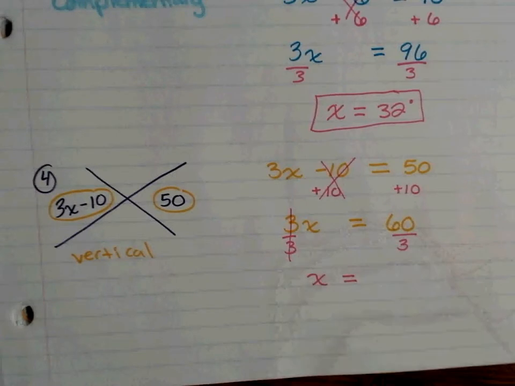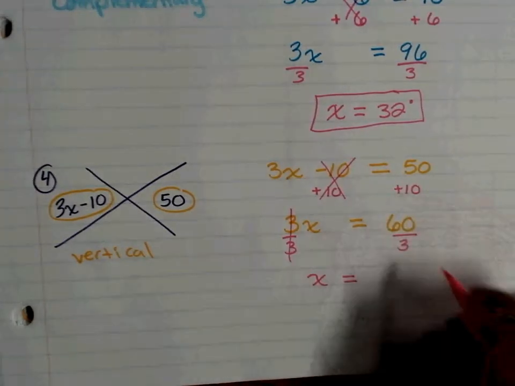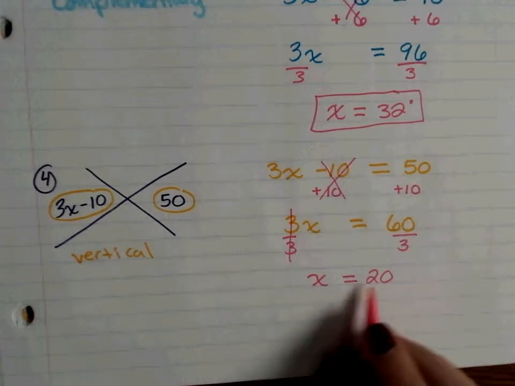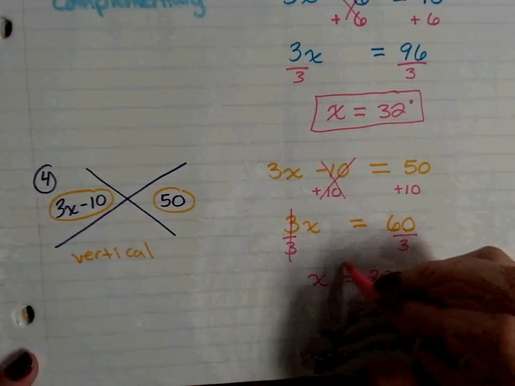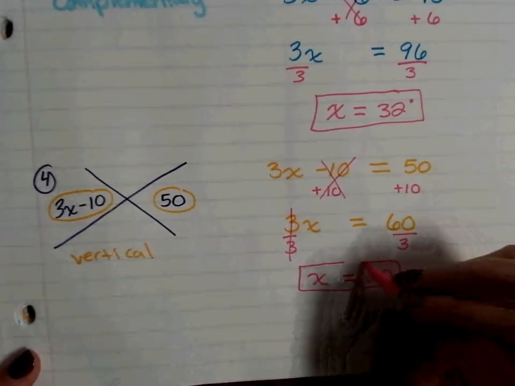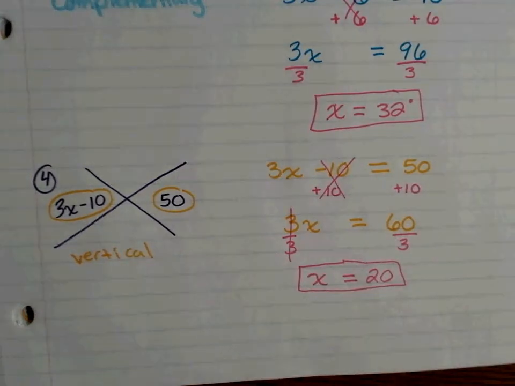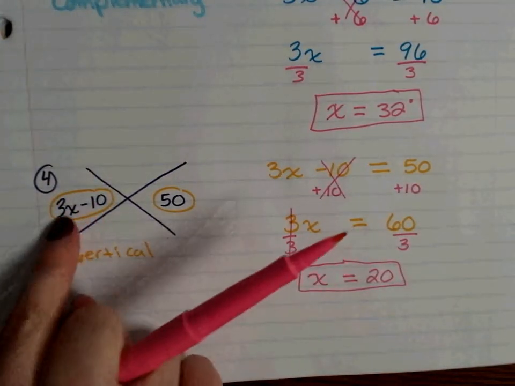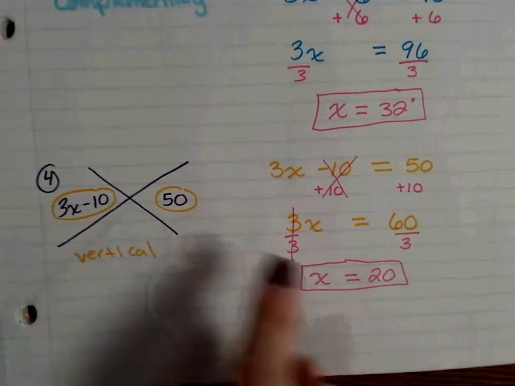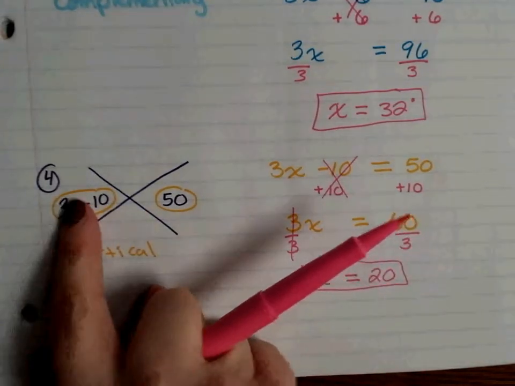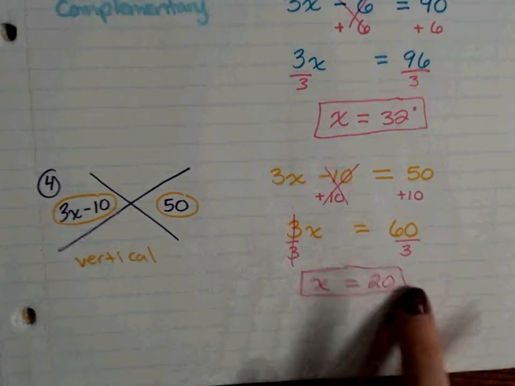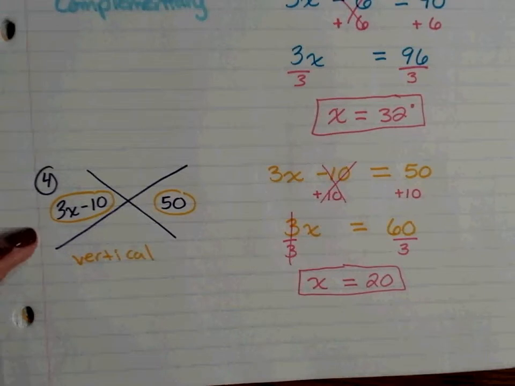And what is 60 divided by 3? 20. Good. So we get x is equal to 20, which makes sense because, again, vertical angles are supposed to be the exact same measurement. So that means this angle is supposed to be 50 degrees. So if I do 3 times 20 and subtract 10, I get 50. So that's a nice way to be able to check that you've done it correctly. Take whatever answer you get, substitute it back in, and see if it comes out true.